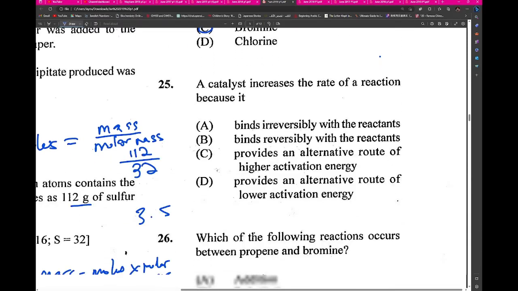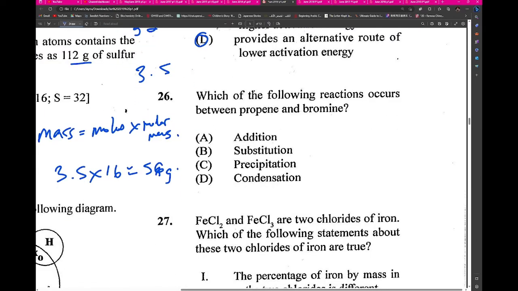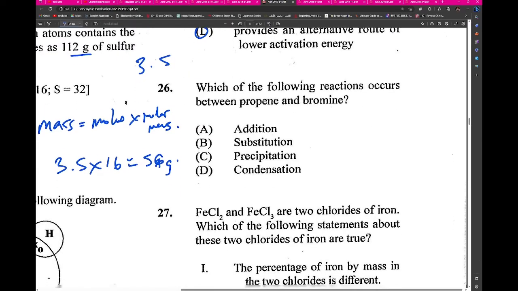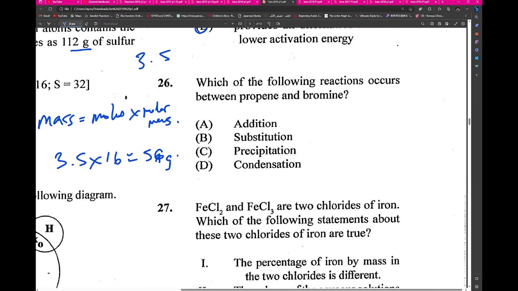A catalyst increases the rate of reaction because it provides an alternative route with a lower activation energy. Which of the following reactions occurs between propene and bromine? This would be an addition reaction.